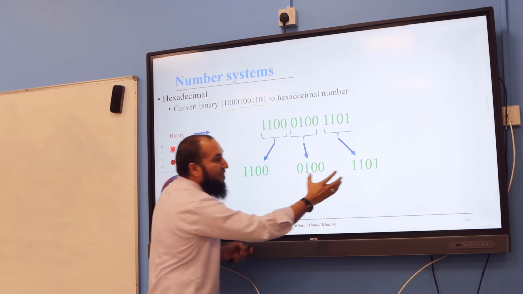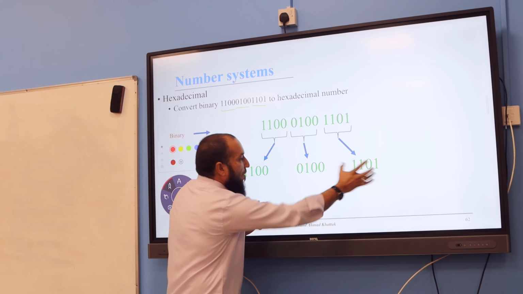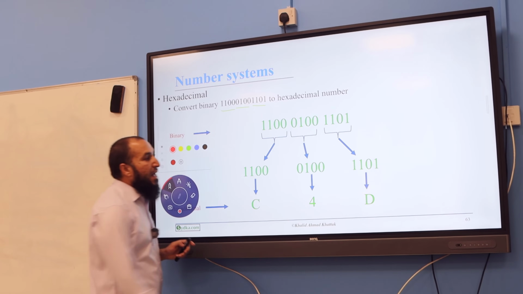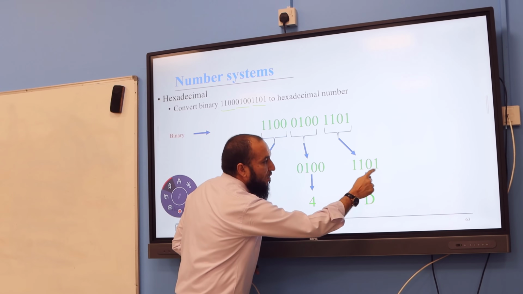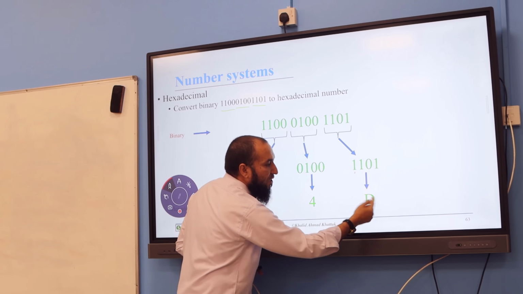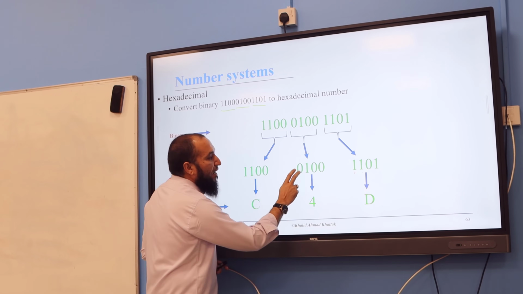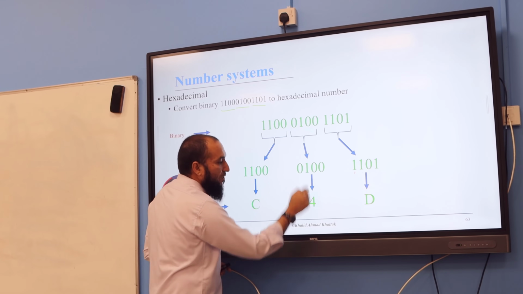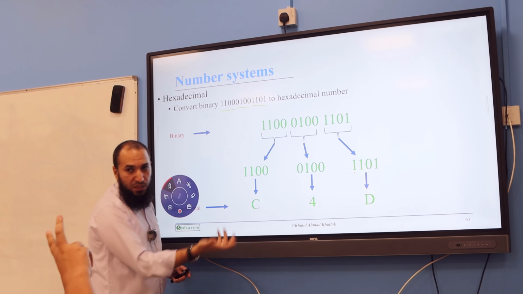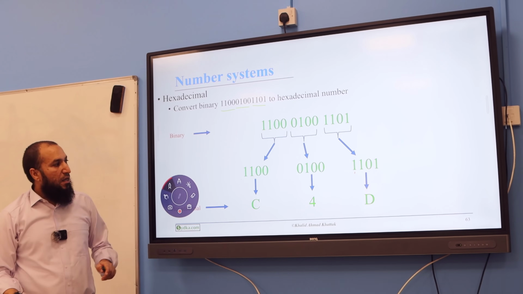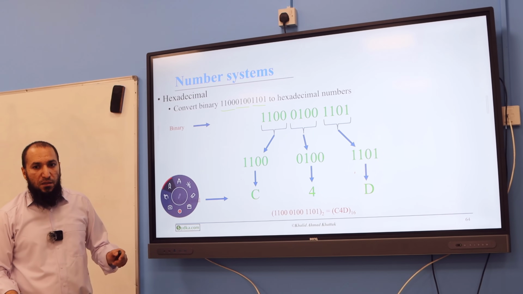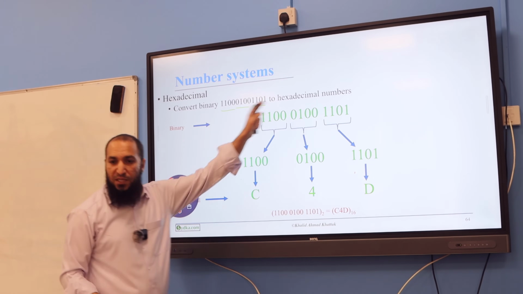Next, can you see here we separate them? And then I've done this extra step just to make it easy for you. 4 bits. And then this one is equal to what? 1, 2, 4, 8. So 8 plus 4 is 12 plus 1 is 13. So this is 13. And 1, 2, 4, 8. So this is 4. 8 plus 4 is 12, which is C. Exactly. But instead of just using denary numbers, you use the C and D, because we're going from binary to hexadecimal.